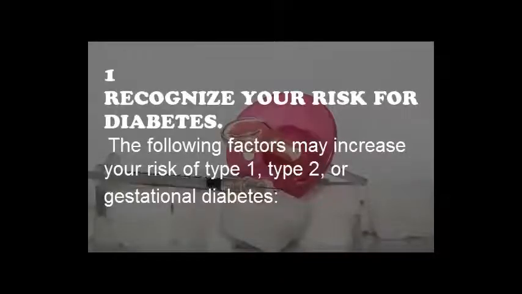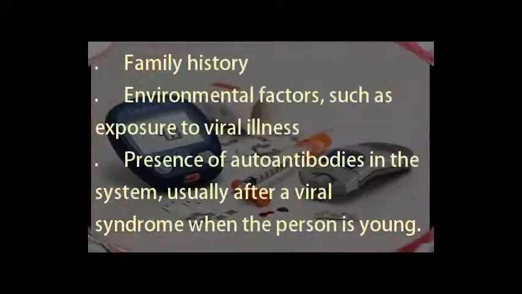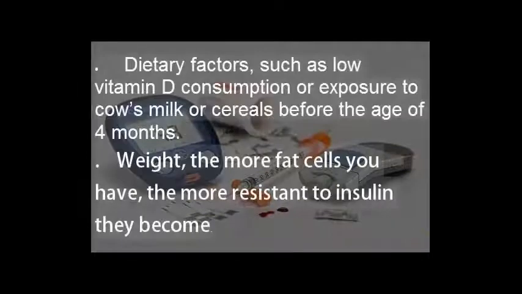1. Recognize your risk for diabetes. The following factors may increase your risk of type 1, type 2, or gestational diabetes. Family history. Environmental factors, such as exposure to viral illness. Presence of autoantibodies in the system, usually after a viral syndrome when the person is young. Dietary factors, such as low vitamin D consumption or exposure to cow's milk or cereals before the age of 4 months. Weight. The more fat cells you have, the more resistant to insulin they become.